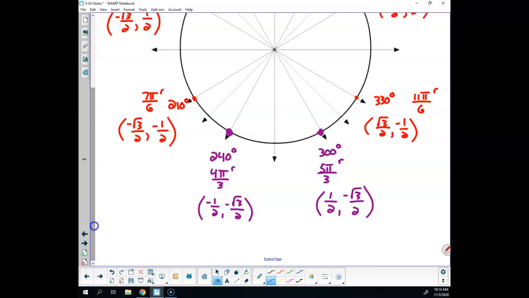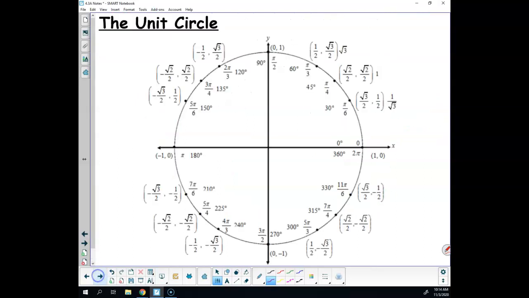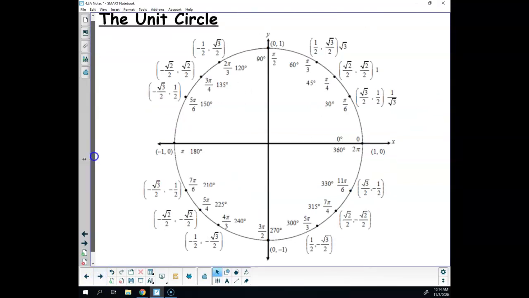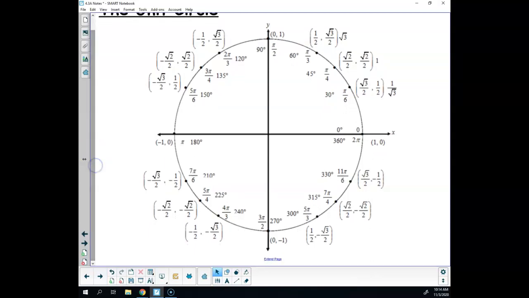Yep. So when it's all said and done, this should be what your unit circle should look like. Yep. I'll give you a couple of seconds here just to verify all of them, but that's what your page should now look like.